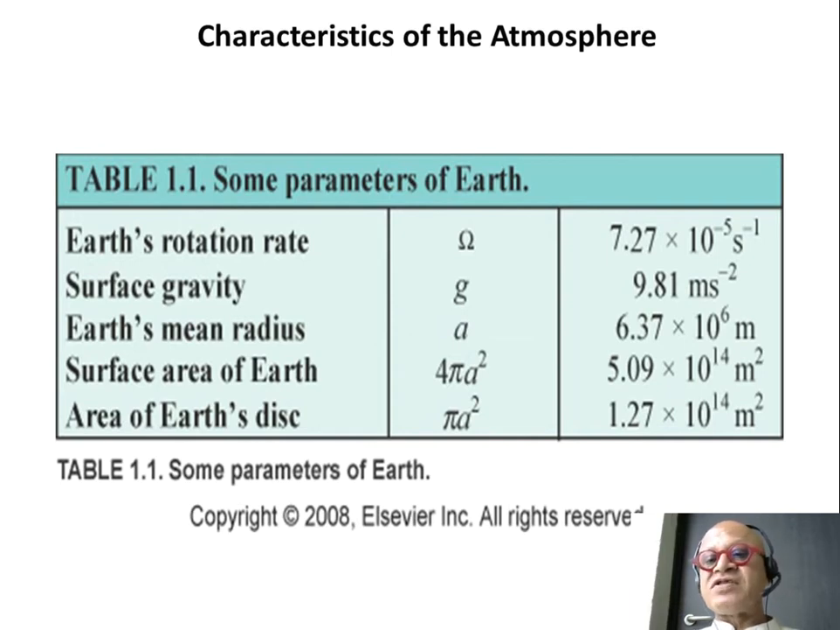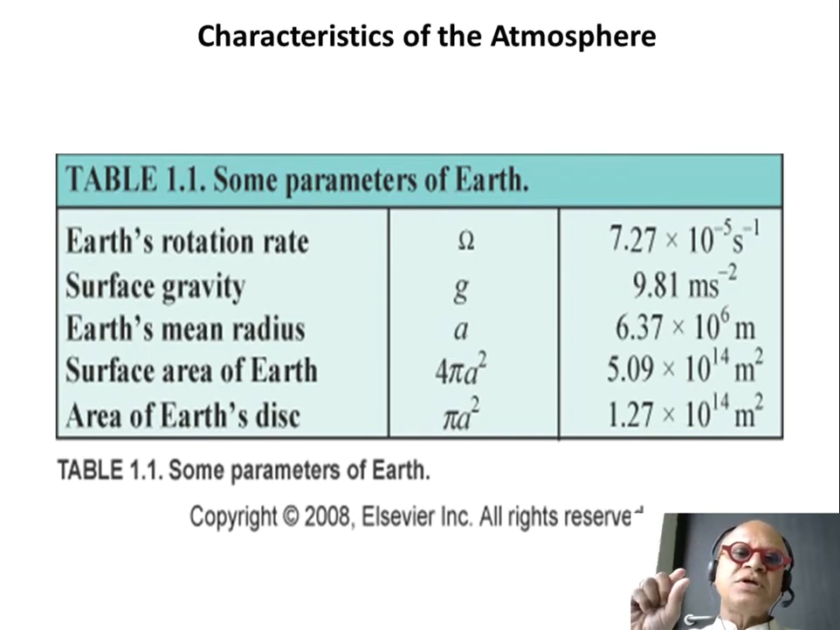So you can convert that into a rotational speed, which turns out to be 7.27 times 10 to the minus 5 per second. That's radians per second, right? How many degrees you cover. Surface gravity, acceleration of gravity, 9.81 meters per second squared.